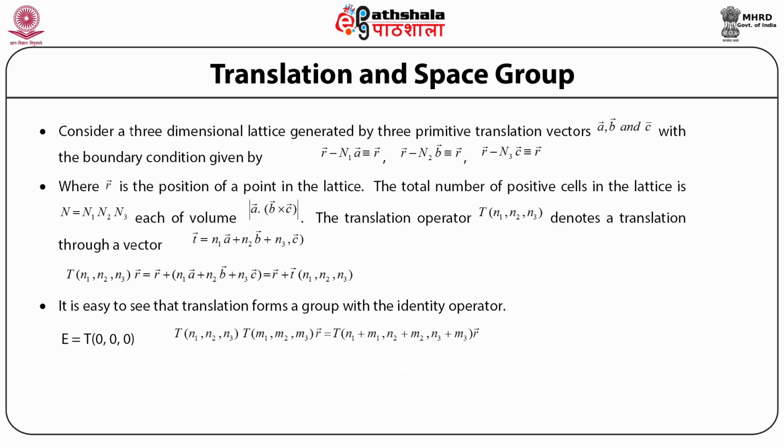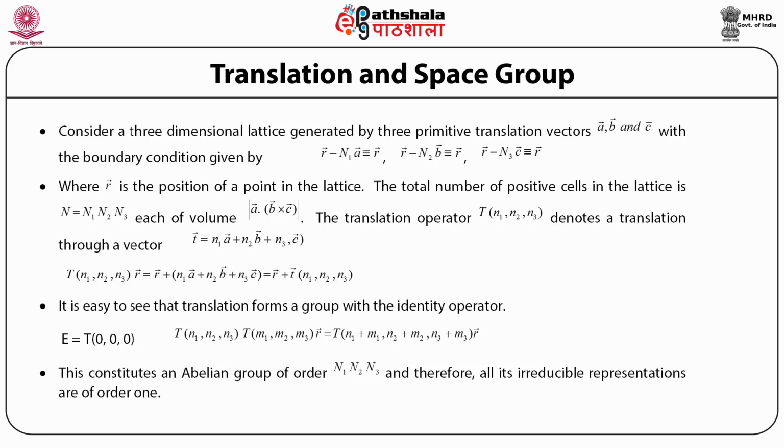Now, obviously, this constitutes an abelian group. And what is the order of this group? The order of this group is capital N1 times N2 times N3. And since it is an abelian group, all its irreducible representations are of order 1.